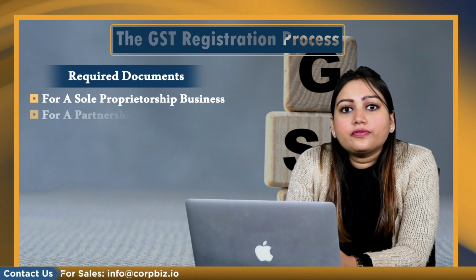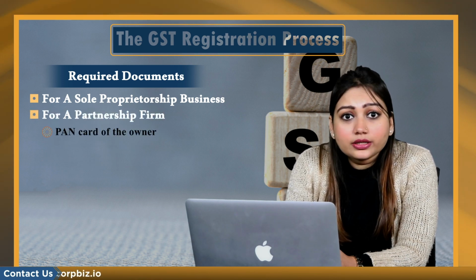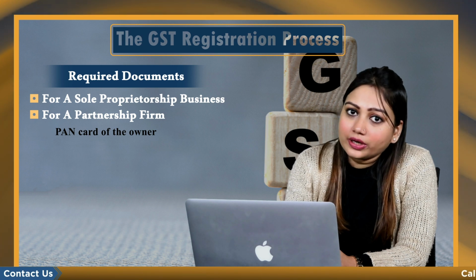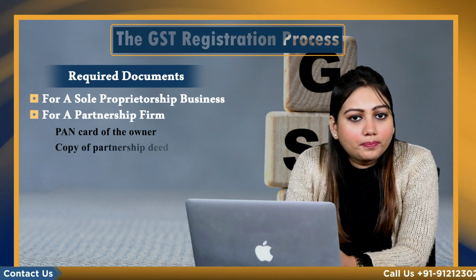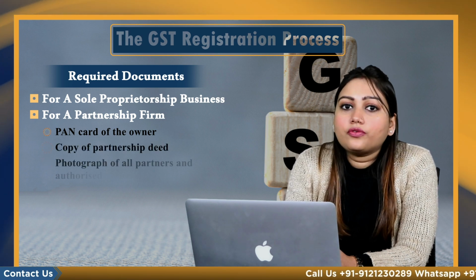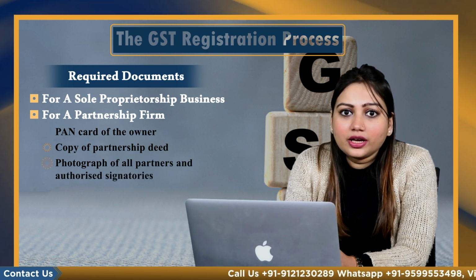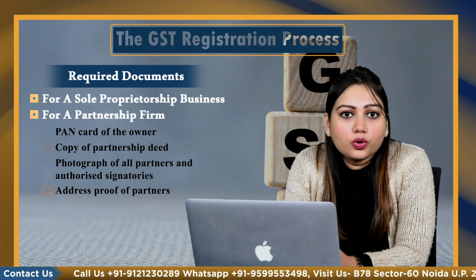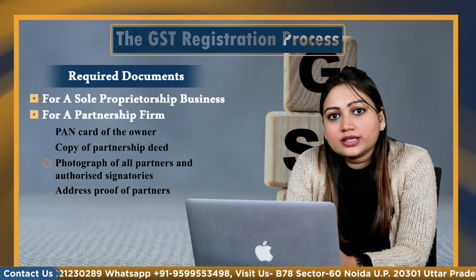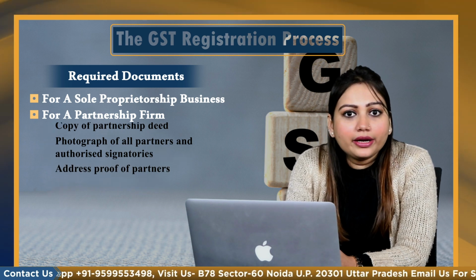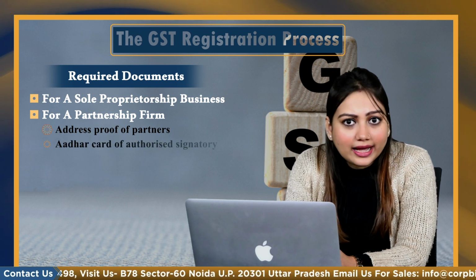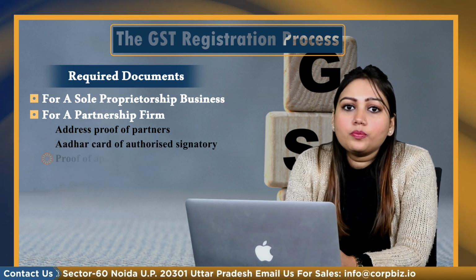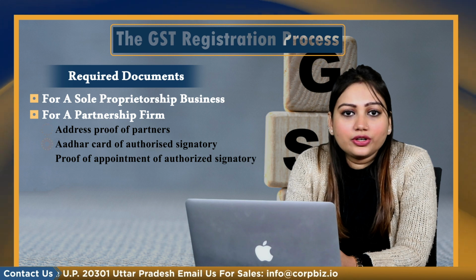Then for a partnership firm, PAN card of all the partners including the managing partner and authorized signatory, a copy of the partnership deed, and photographs of all the partners and authorized signatory will be required. Address proof of the partners, that is passport, driving license, voter's identity card or Aadhaar card, Aadhaar card of the authorized signatory, and proof of appointment of the authorized signatory will be required.